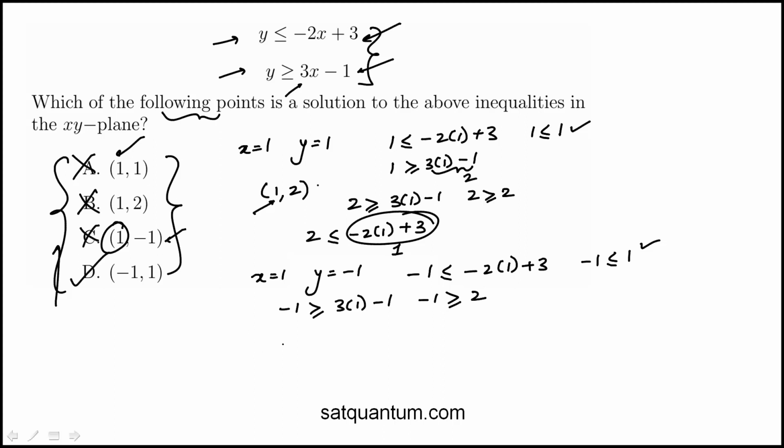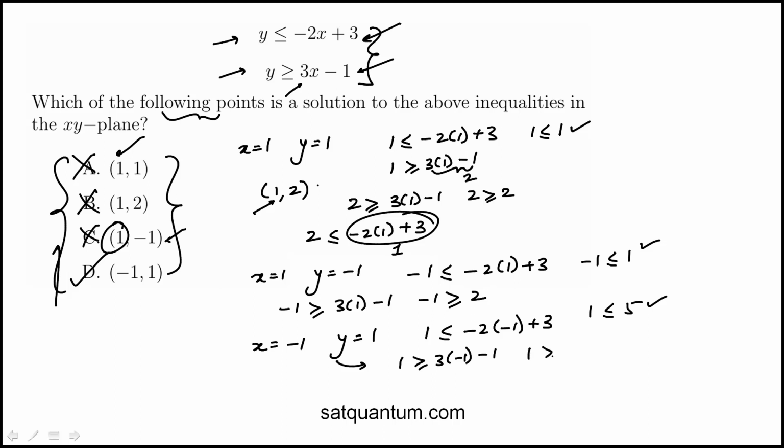If you want to be on the safe side, you can check for D as well, where x is minus 1, y is 1. 1 less than or equal to minus 2 minus 1 plus 3. Yes, that holds true. And then the second inequality would be 1 is greater than or equal to minus 4, which does work. So the answer is D.